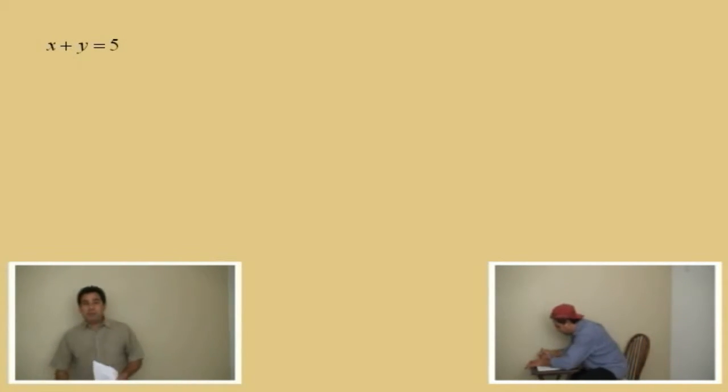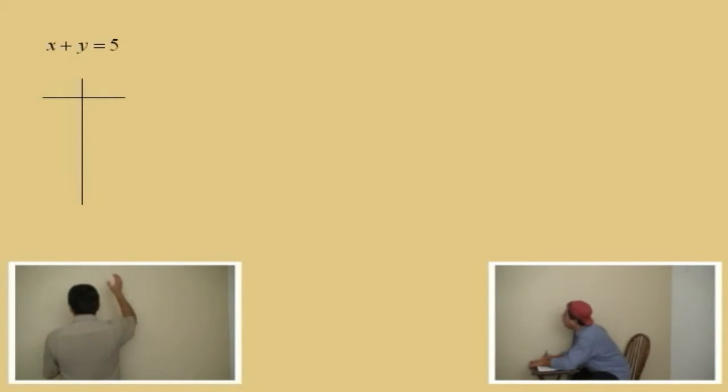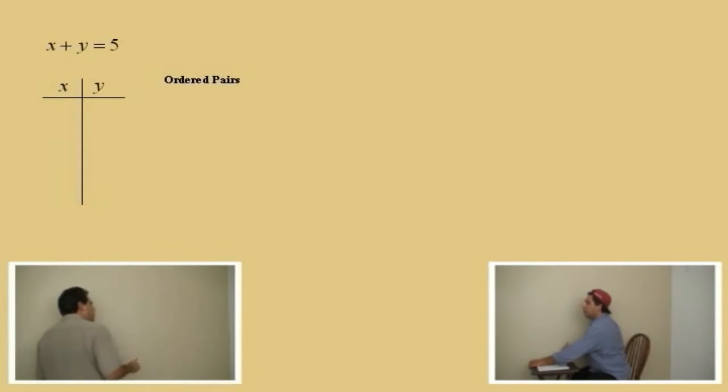Okay, we have x plus y equals 5. Now remember, we're trying to find an x and a y that sum up to 5. In other words, we're looking for two numbers that sum up to 5, right? Normally what we do is we make a little table here, and remember, we're looking for these ordered pairs. So, Charlie, let me start you off here.